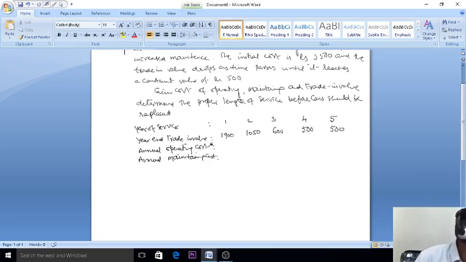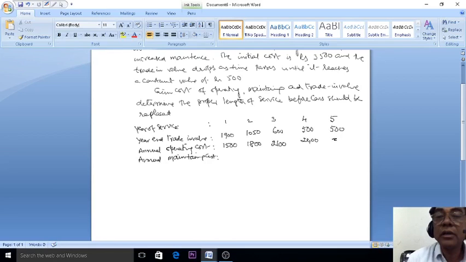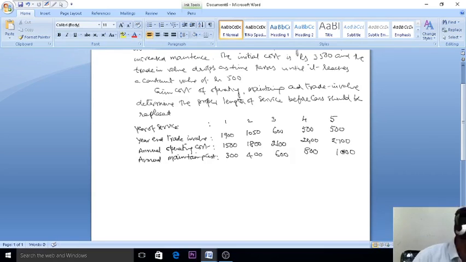The next one, annual operating cost: 1500, 1800, 2100, 2400, 2700. Annual maintenance cost: 300, 400, 600, 800, 1000. So the problem is given like this.